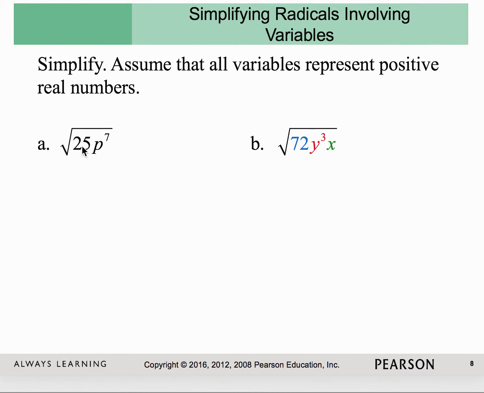All right, I'm going to do my numbers and variables separately. This one's not too bad because it's the square root of 25. And variables are easy because they're already in exponential form. So how many times does 2 go into 7? 3 times. You can bring 3 p's out, but that's only 6, so there's 1 p left over inside the radical.